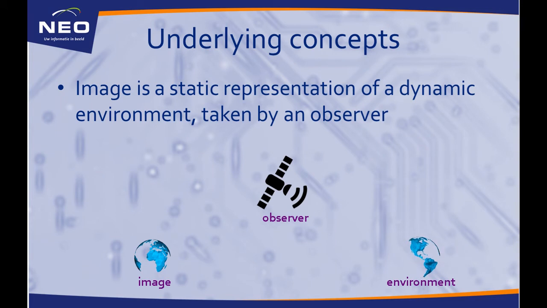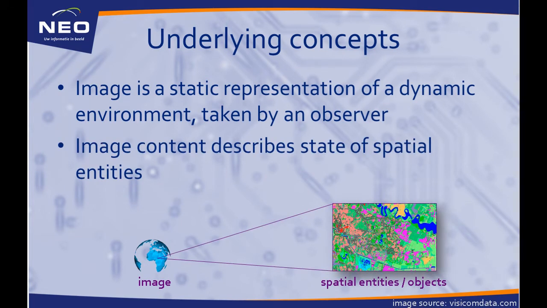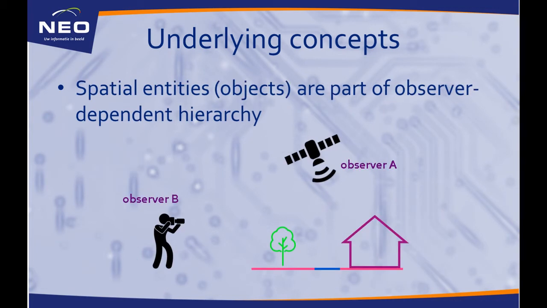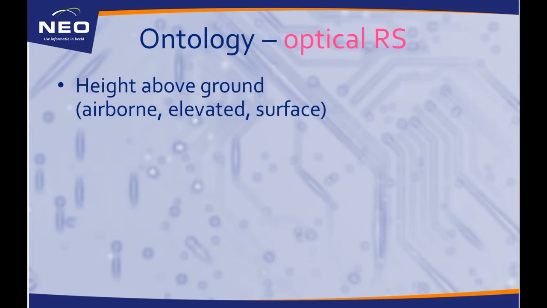There are a few simple concepts or assumptions, if you like, that we build on. Firstly, an image is a static representation of a dynamic environment acquired by an entity we call the observer. Secondly, the content of such an image shows spatially bounded entities that are present on and above the Earth's surface and describes their state at the moment of acquisition. Finally, these spatial entities or objects are part of an observer-dependent hierarchy.